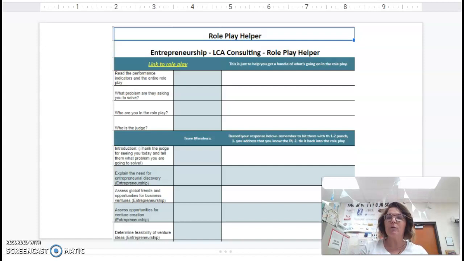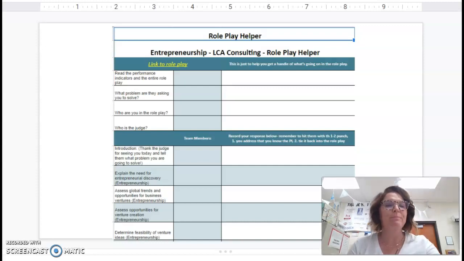So typically, whenever we do a role play, we're going to do something called a role play helper. A role play helper is going to help you take a look at the role play, read the role play, and first of all, get an idea of the overall gist of what's going on in the role play. And then on the bottom of the page, it's going to break it down for you with those performance indicators so that you can provide a correct answer for that.